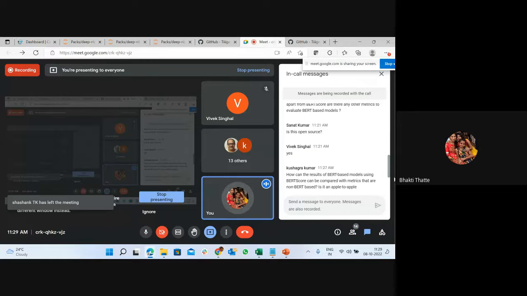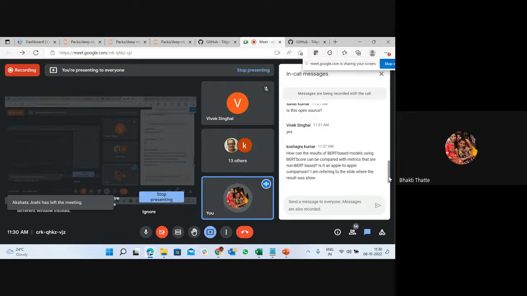Okay, Sanat, is this open source? Meaning GitHub is accessible to everyone, so you can go to that path and download the code as cloning of the GitHub I have shown. Like that, you can do it.